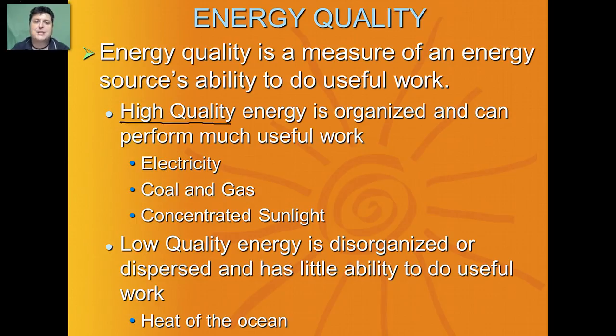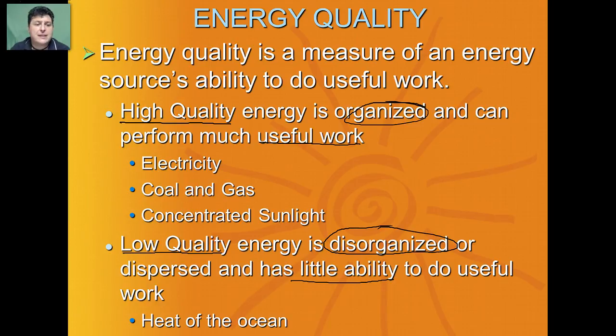High quality energy is highly organized and is able to do a lot of useful work. For example, electricity, coal and gas, or concentrated sunlight is highly organized and can accomplish a lot of useful work. Whereas low quality energy is disorganized or dispersed and has little ability to do useful work. For example, the heat of the ocean.